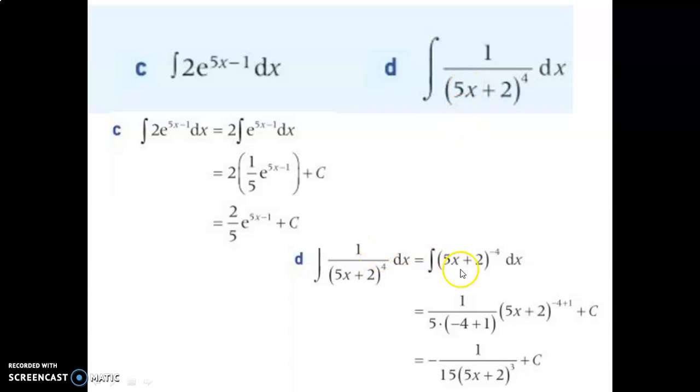But we can bring that up. Now that we've brought it up, we can apply the power rule. So the 4 goes up by 1. We divide by that value, and we have the linear portion, so we divide by that value as well. So there we have that one.